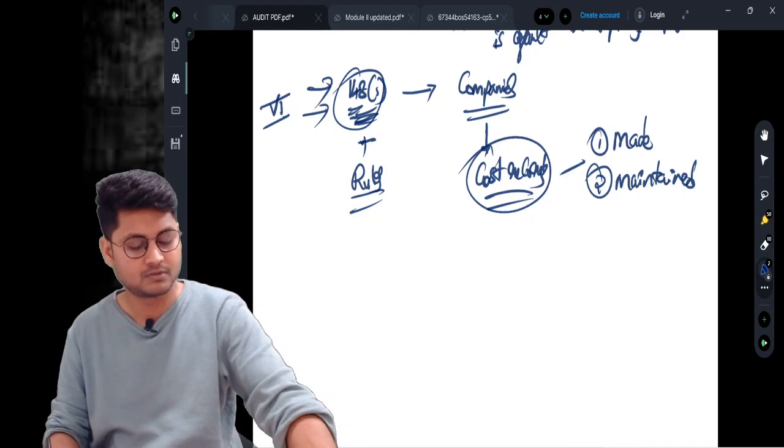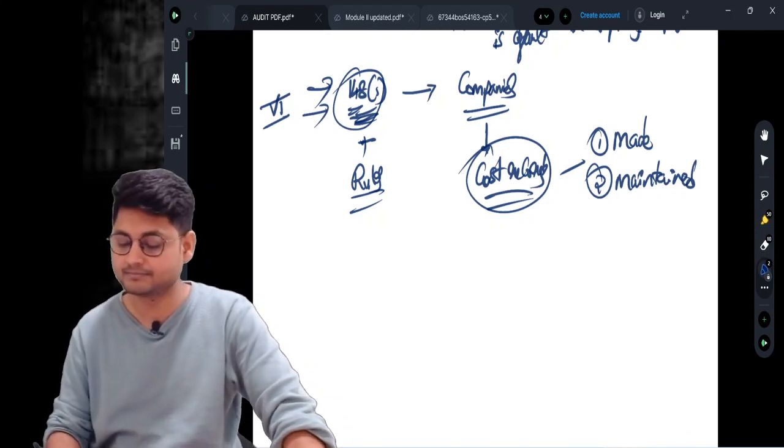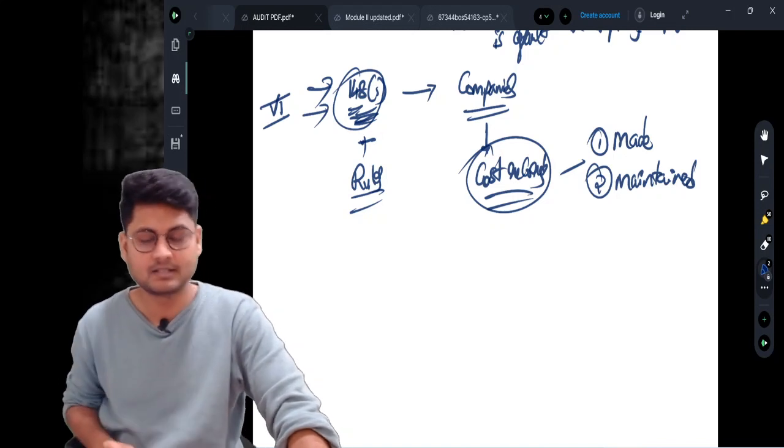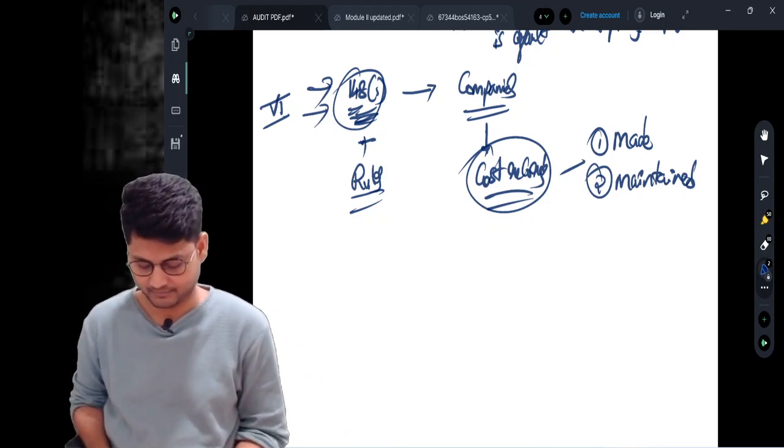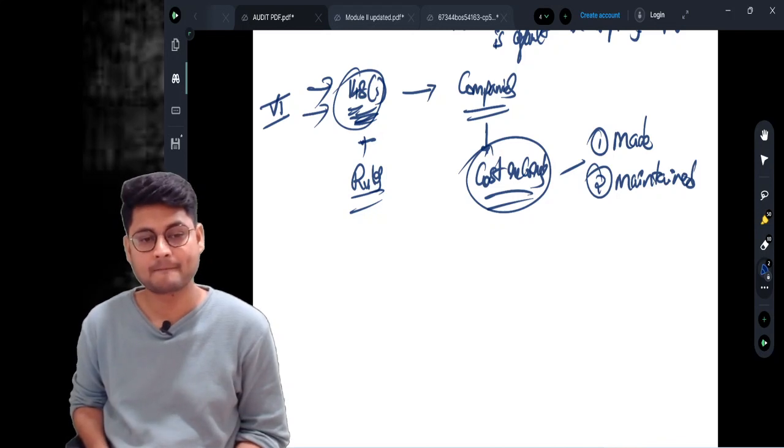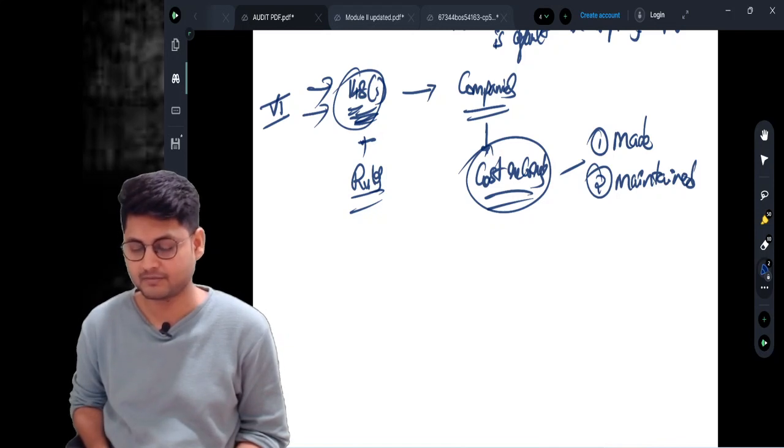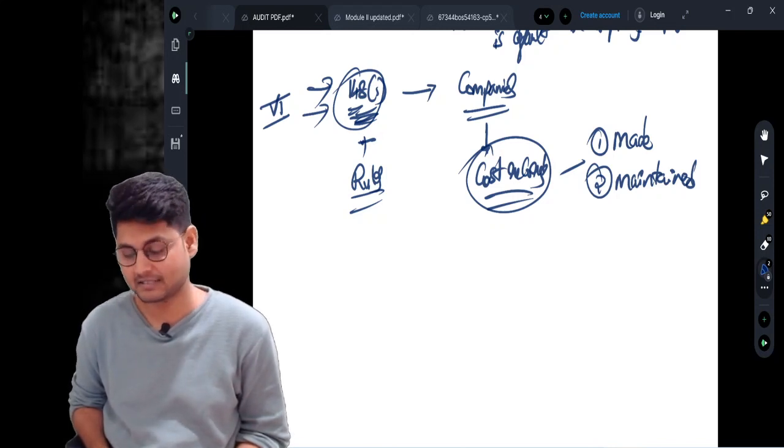So the auditor has to report whether cost records are made and maintained, if section 148 subsection 1, or any notification by the central government, is applicable.